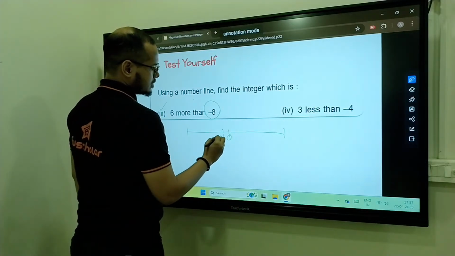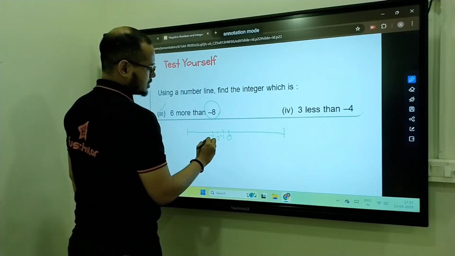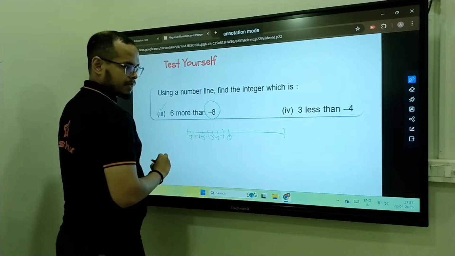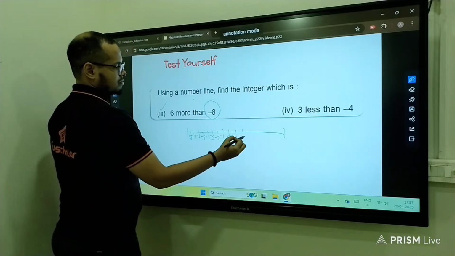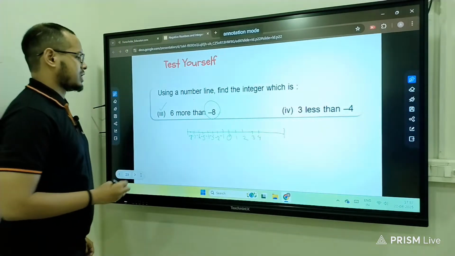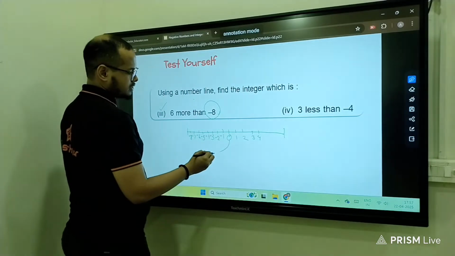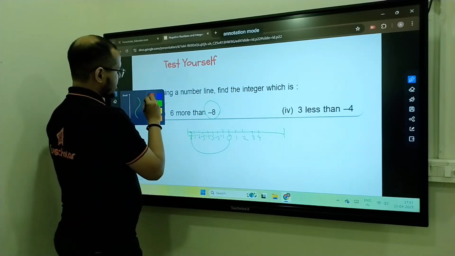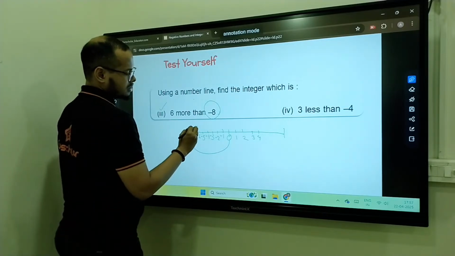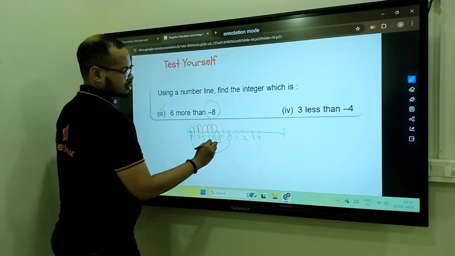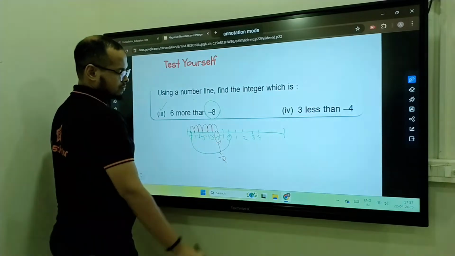0, -1, -2, -3, -4, -5, -6, -7, -8. Okay, and this is +1, +2, +3, +4. I think +4 is enough. We are not going to reach that. 6 more than -8. From 0, we are first heading off to -8. Okay. Now from -8, I need to go 6 places more. So 1 place, 2 place, 3 place, 4 place, 5 place, 6 place. Giving our answer to be nothing but -2.